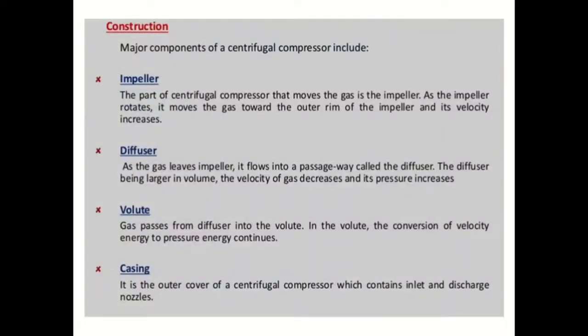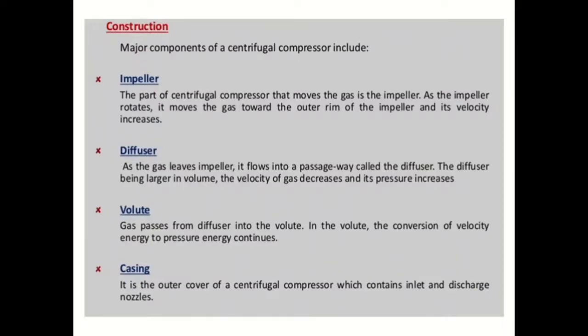The major components of centrifugal compressors include the impeller, diffuser, volute and casing. Impeller: the part of the centrifugal compressor that moves the gas is the impeller. As the impeller rotates, it moves the gas towards the outer rim of the impeller and its velocity increases. Diffuser: as the gas leaves the impeller, it flows into a passageway called the diffuser. The diffuser being larger in volume, the velocity of the gas decreases and its pressure increases.